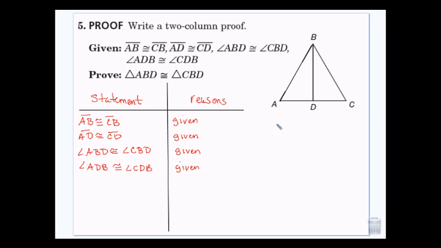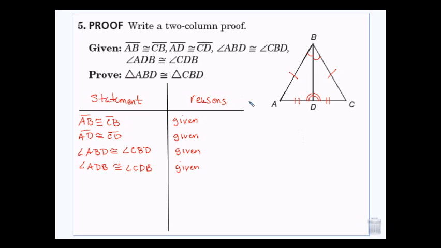I'm going to go ahead and label this. AB is congruent to CB. AD is congruent to CD. ABD is congruent to CBD, so that's this angle. CBD is this angle. And then ADB is congruent to CDB, so that's these angles. Okay.